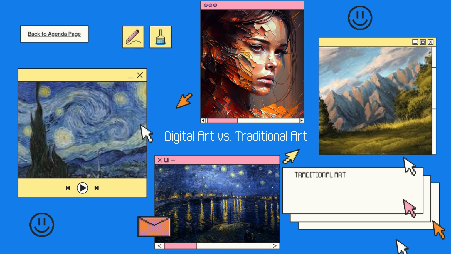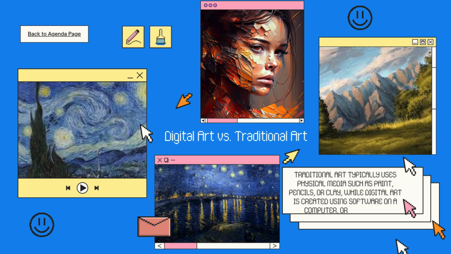Digital art versus traditional art. What makes these styles different? Traditional art is a physical media referring to paint, pencils, clay, and much more. Even though they can be both done with a human hand, digital art tends to use a software to create these pieces of art.